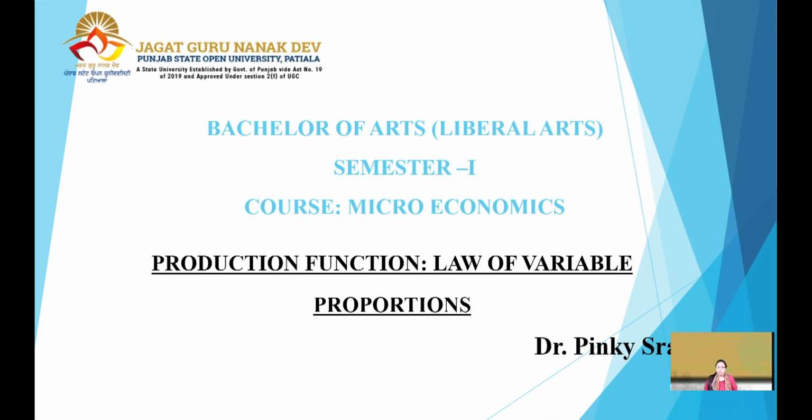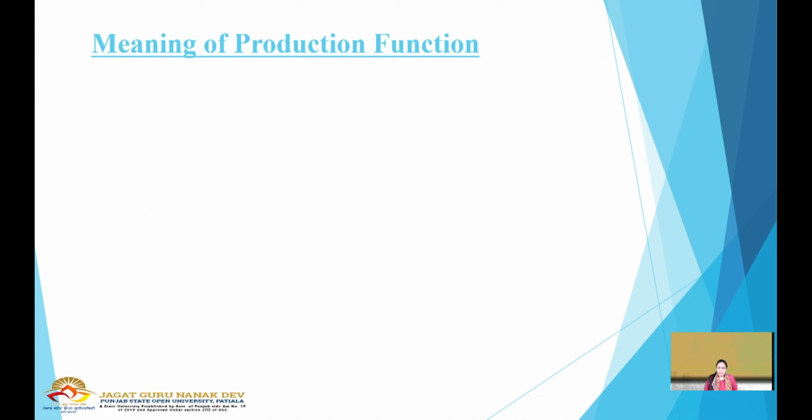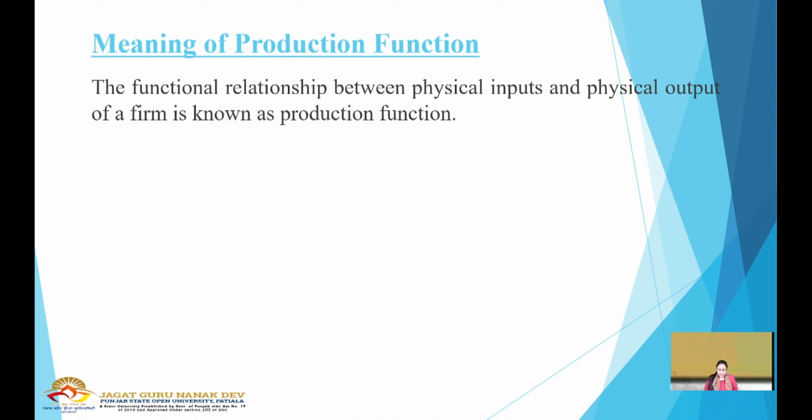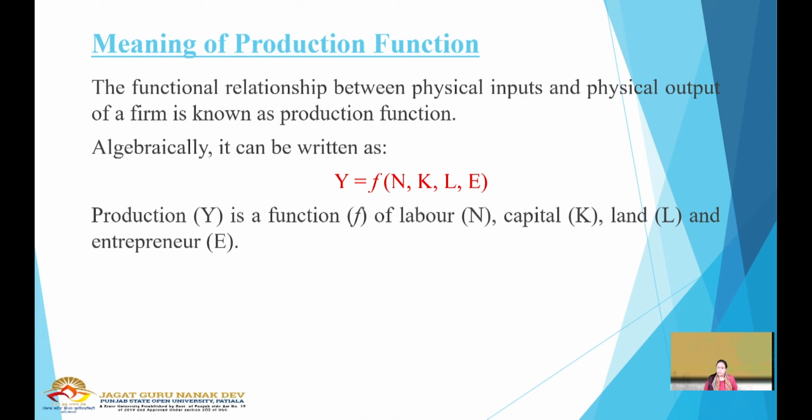Today the topic of discussion is production function, that is, the law of variable proportion. Let us discuss the meaning of production function. So what is production function actually? The functional relationship between physical input and output of the firm is known as production function. That means whatever input or output is used in the firm. It can be written as Y is equal to a function of N, K, L, E, that is labor, capital, land and entrepreneur.